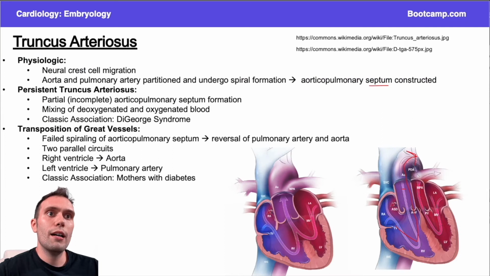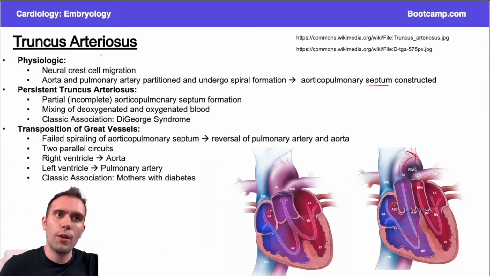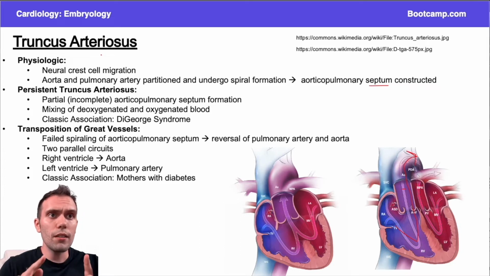Now, when we go on to talk about the Truncus Arteriosus, what I want to do is just talk about what happens normally. Is it normal to have a Truncus Arteriosus? Yeah, we just talked about it, right? We said that this forms the ascending aorta. It forms the pulmonary trunk. Now, how does this happen?